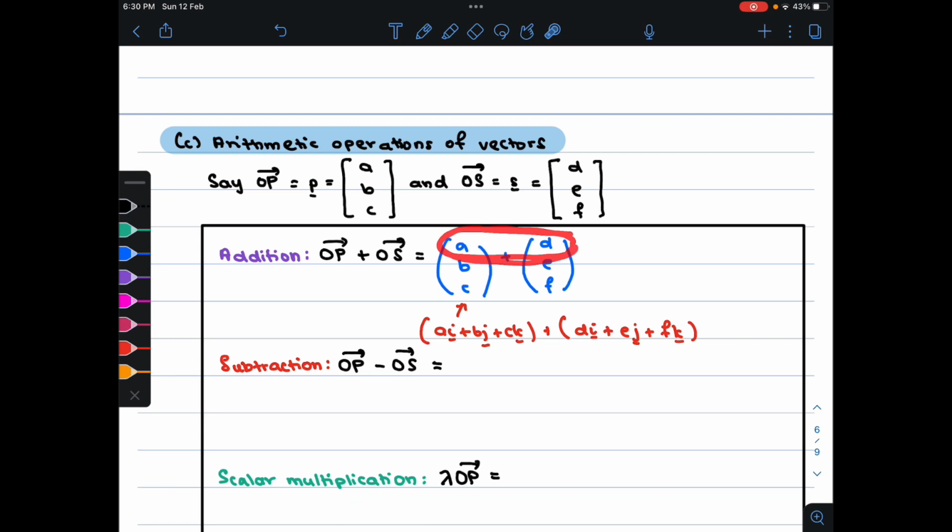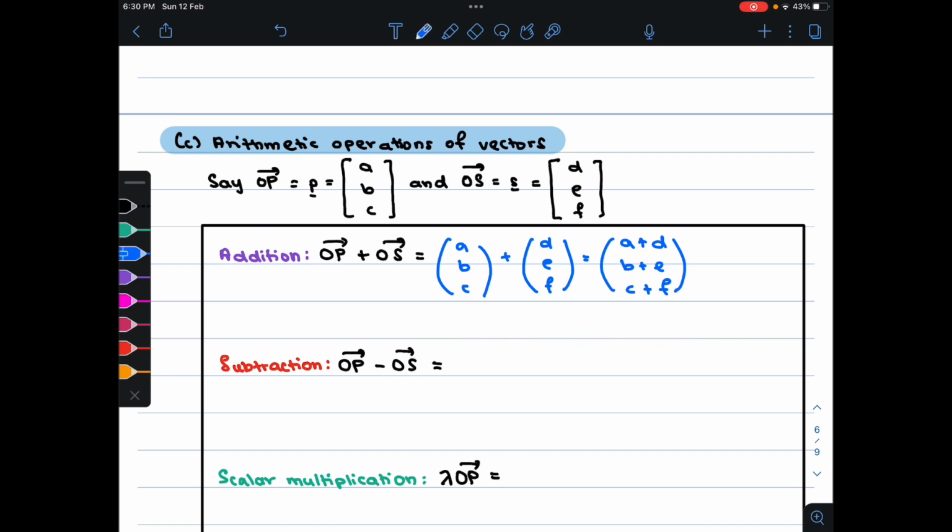So this means that we're going to have a plus d, that's for unit vector i, and then we have b plus e for unit vector j, and then c plus f for unit vector k. And therefore the final answer is (a plus d)i plus (b plus e)j plus (c plus f)k.